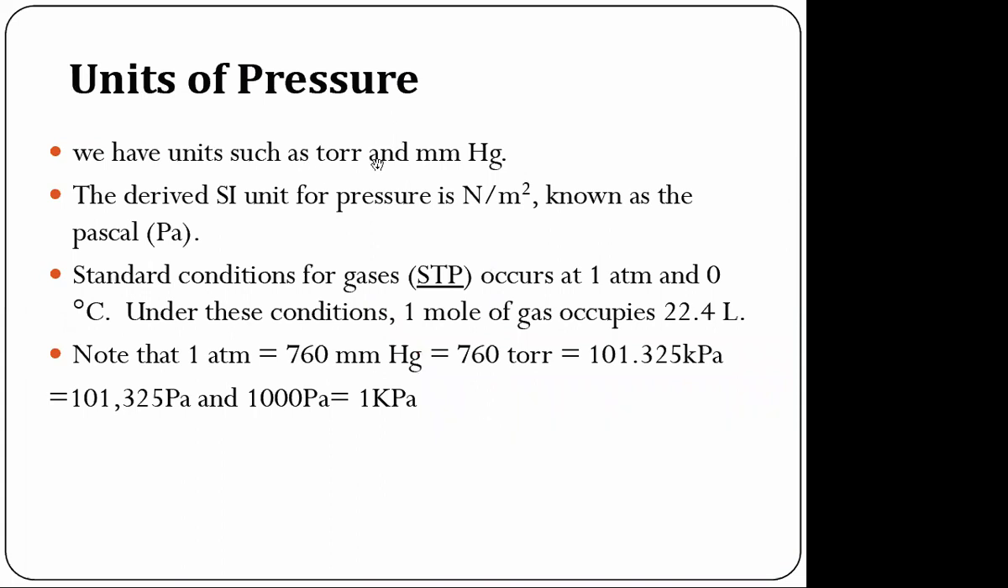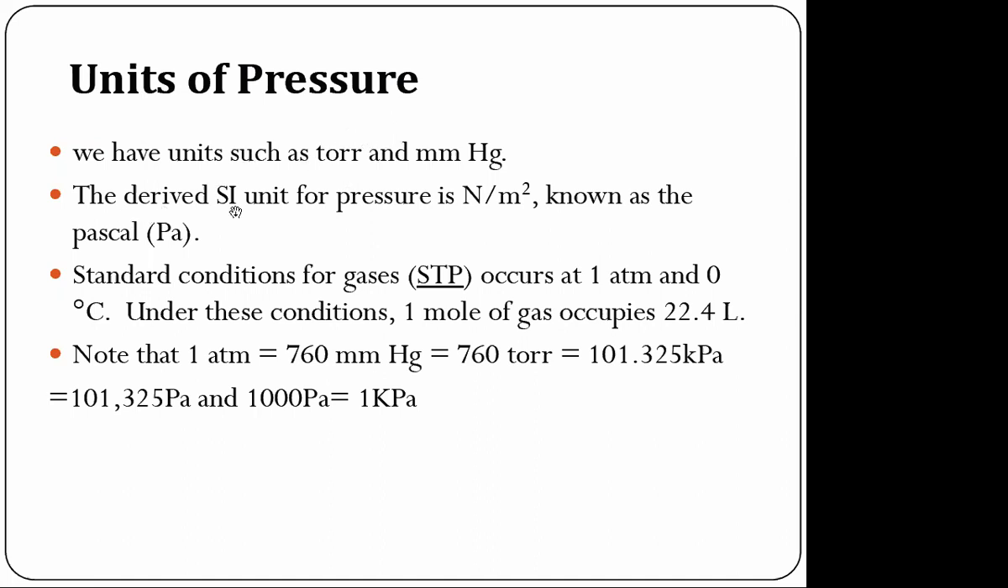Now, like I mentioned previously, the unit for measuring pressure can be millimeters of mercury, the distance that the mercury moved when you introduce pressure. This unit is also the same as torr. Torr is another unit of measuring pressure, and one torr is equal to 1 millimeter of mercury. So when you have 760 millimeters of mercury, it's also the same thing as 760 torr.